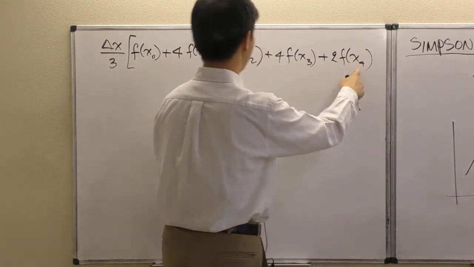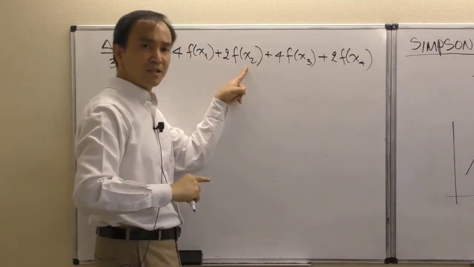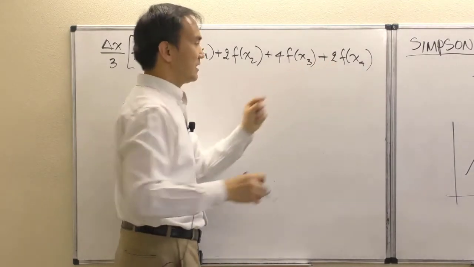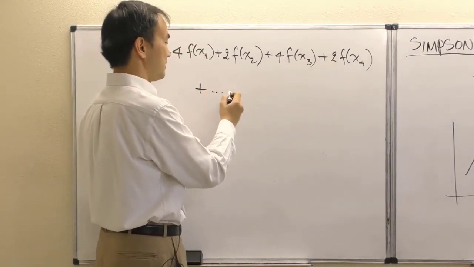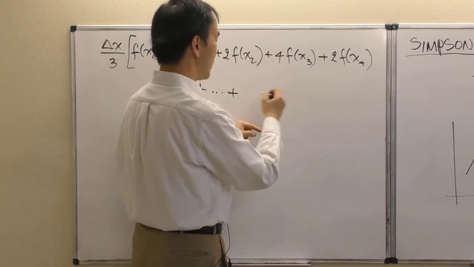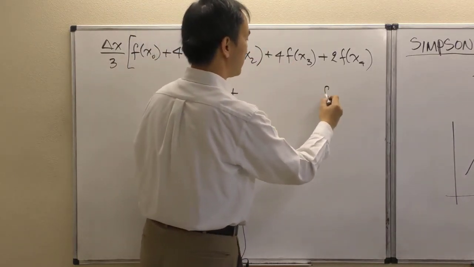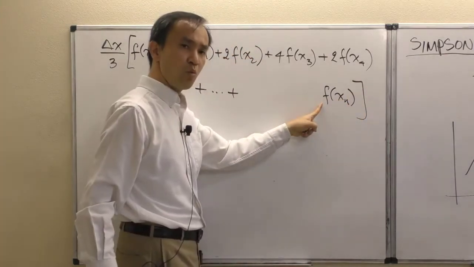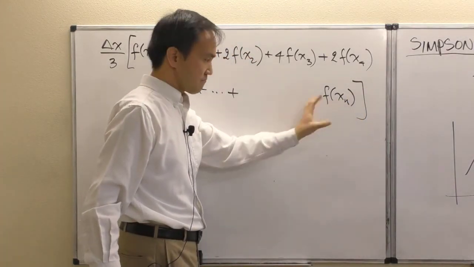See, this is what I mean by the even index right there. On all of those even indexes, we have to multiply with a coefficient 2. Okay, and then I'm going to keep adding. And in this alternating pattern, the very last one, x of n, we'll get only coefficient 1. Okay, the very last one.